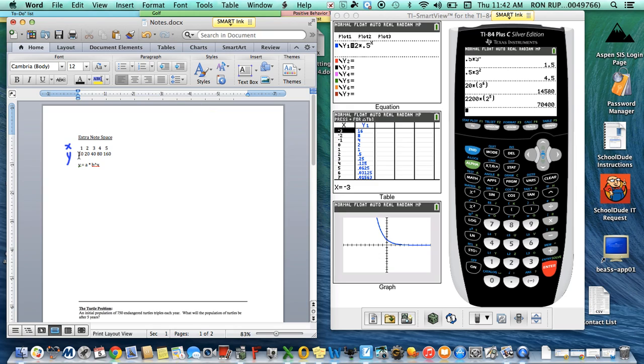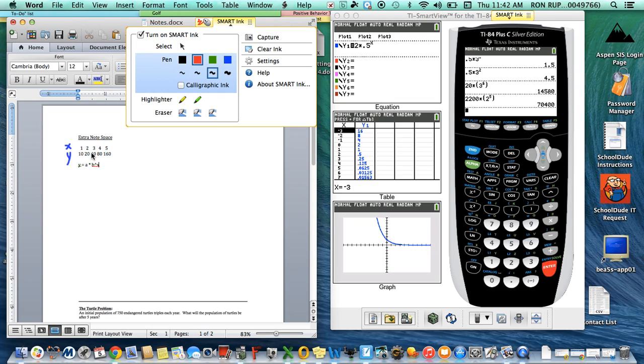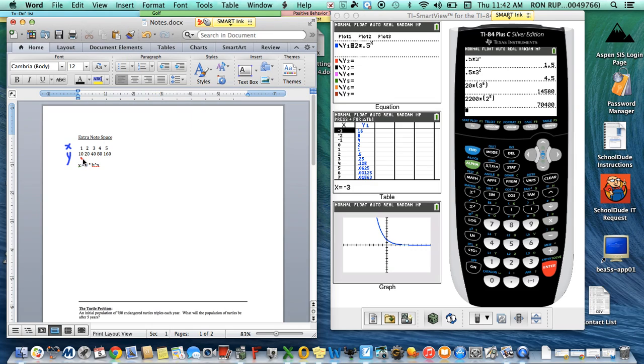We know that the common factor between these is multiplying by 2. 10 times 2 is 20. 20 times 2 is 40. 40 times 2 is 80. 80 times 2 is 160. So that tells me that the b value has to be 2.